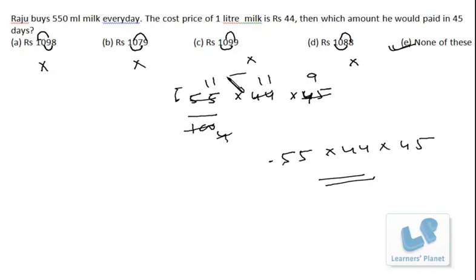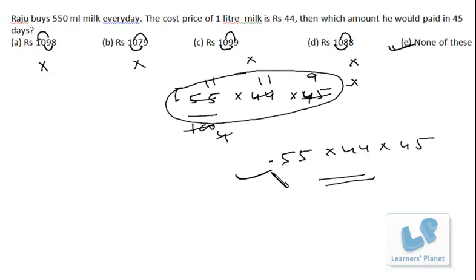If you don't want to make this calculation, you can skip it. Just go directly with the step, because you know that 55 and 44, both of them are multiples of 11, right? So your final answer should be a multiple of not only 11, but it should be a multiple of 11 into 11, that is 121.